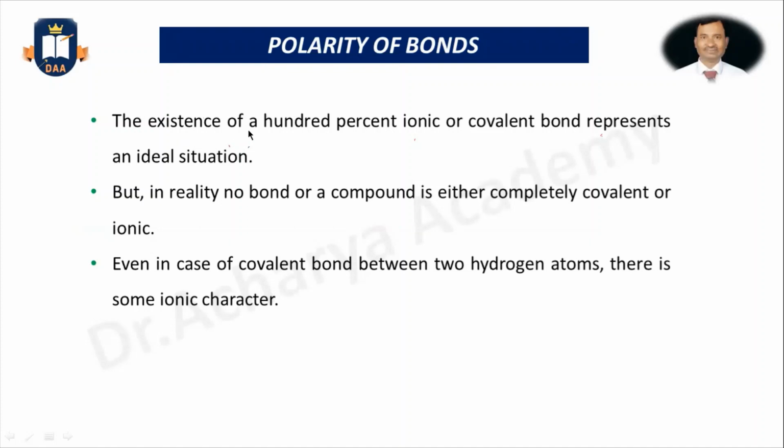Existence of a 100% ionic or covalent bond represents an ideal situation. But in real situation, no bond is 100% ionic or covalent in character. Even in case of covalent bond between two hydrogen atoms, there is some ionic character.